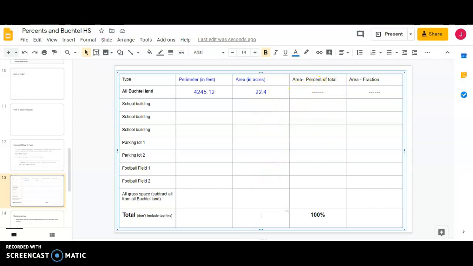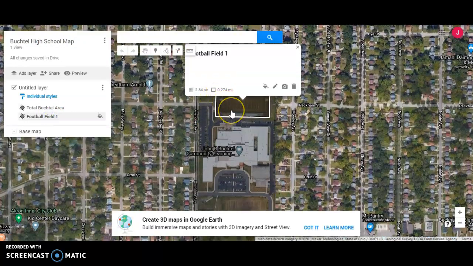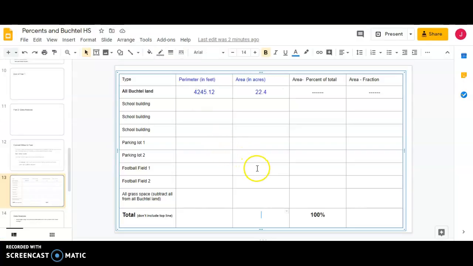And what does that mean? So let's go over and find the football field. 2.84 acres. If my football field one is 2.84, yours is going to be different. To find the percent of the total, I'm going to take the 2.84 and divide it by this number here. And that will give me my percent, or that'll actually give me, yeah, the decimal and the percent. You also need to tell me the area in a fraction form. So we've done some work already with percents and fractions. So again, I would take my 2.84 acres. So actually, I know my total acres.